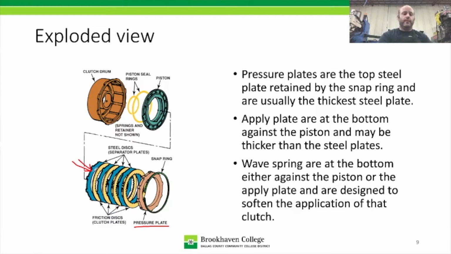The last one is a wave spring. A wave spring will also go down in the bottom of the clutch pack. So here we go, we got a wave spring. And the reason for a wave spring is it's usually there to control the application force to help smooth out the application of that clutch, or soften it, they say. A common thing to do whenever it gets to high performance is to take the wave spring out and change the pressure plate so you can put in more clutches and steels. And because there's no wave spring, then it will hopefully apply that clutch much more firmly. So pressure plate, apply plate, and wave spring.